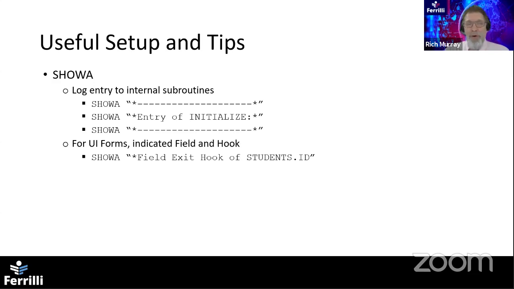For UI forms, I think it's a good idea to indicate where you are processing in that form. So the field exit hook of students.id, and then do whatever variables you want to see in the log file, but indicate at what point you are processing that UI form.